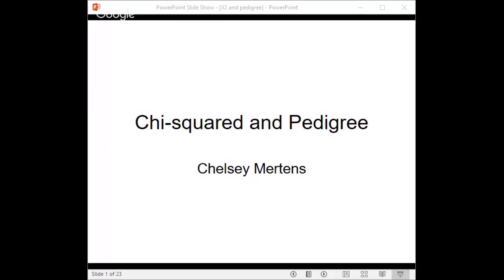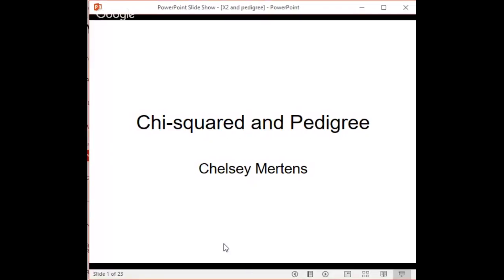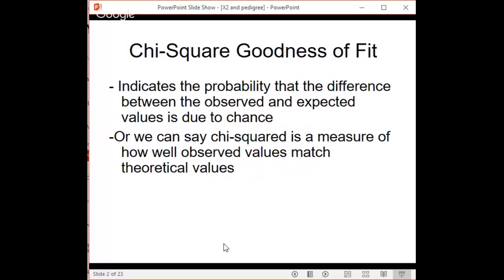So today we'll be going over some concepts from Chapter 3, our chi-square and pedigree. Introduction of our chi-square test. The book tells us that it's the probability that the difference between the observed and the expected value is due to chance. I like to think of this in a little bit of a different way. I like to say that the chi-square is a measurement of how well observed values match our calculated theoretical values.